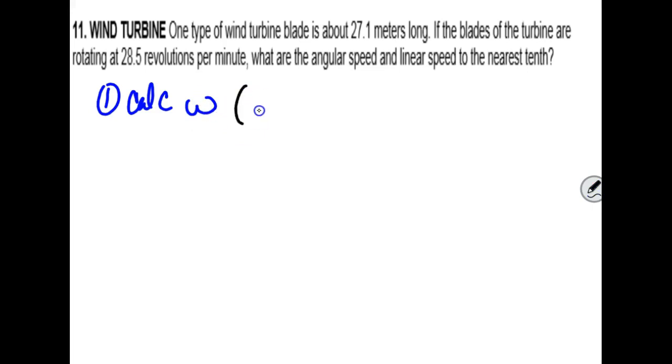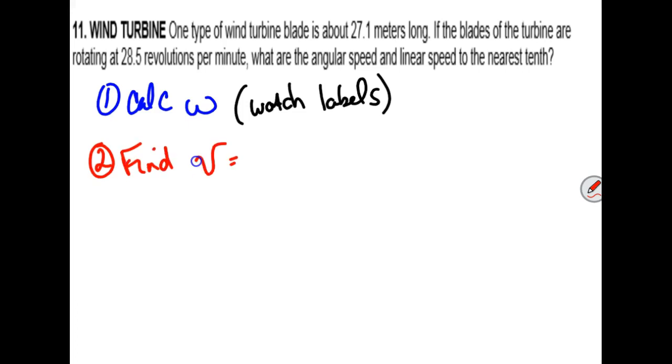So any dimensional analysis that has to happen, I think should happen right here. So basically I'm going to write a little note to myself to watch the labels. And then once you have your angular velocity, then you're going to find your linear velocity. And this is that weird one that has a bunch of formulas. So the easiest formula to use, in my opinion, is to use that radius times angular velocity formula. So all the hard work happens on step 1, and then the second step is really easy.